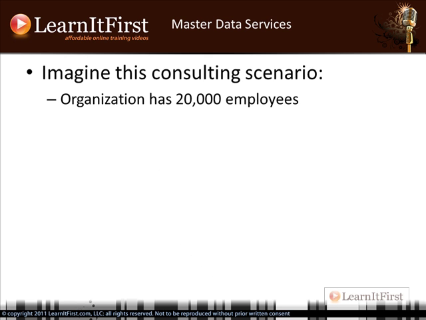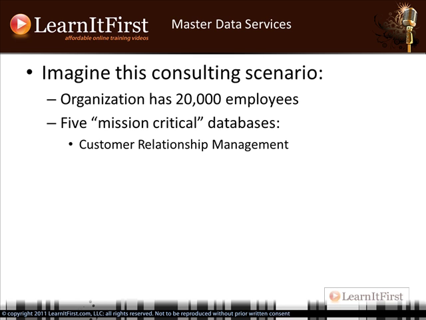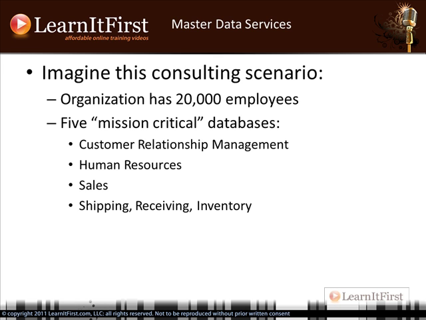Let's imagine we're consultants and we've been hired by a company with about 20,000 employees, and they have 5 mission critical databases that they've asked us to help optimize workflows on. They have a CRM database, a customer relationship management database. They have a human resources database, a sales database, a shipping, receiving, inventory, warehouse database, and then lastly a database that they serve their website sales and website products from. Probably not that different from most organizations out there. You could add asset inventory management and other pieces in here as well.